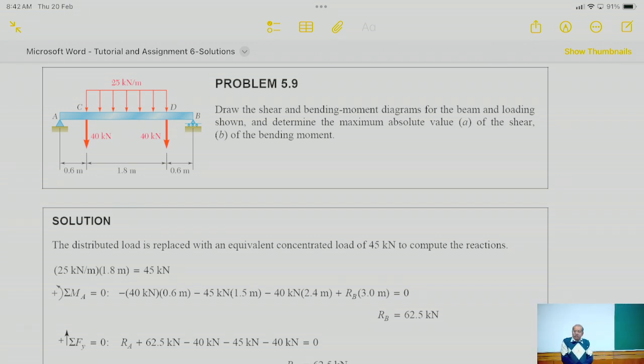Now, again you have to draw the shear force and bending moment diagram. First of all here, because there are reactions at A and B, and you have to start from one end, you need to find RA and RB. When you find RA and RB, the distributed load is replaced by its equivalent. So you put a force equal to 25 into 1.8 acting at the center.